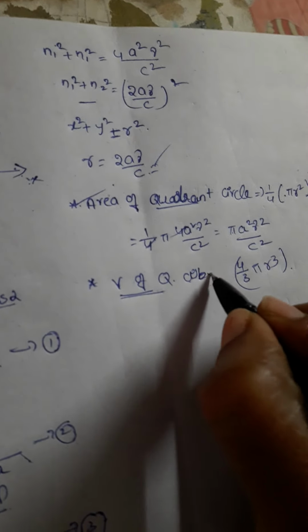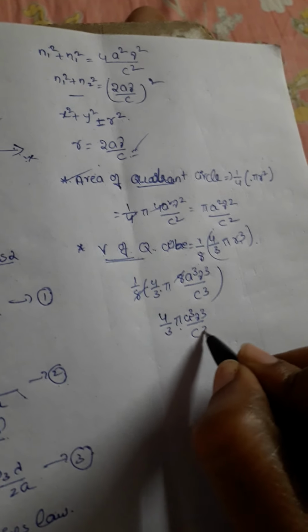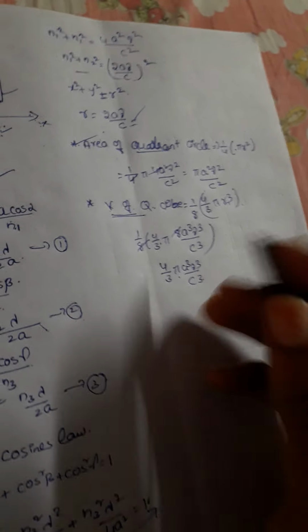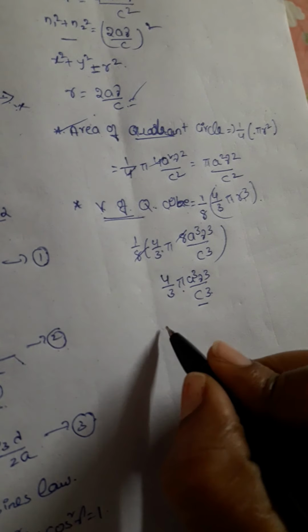Again take the r value and substitute here. Then 1 by 8 into 4/3 πr³ means 2 twos are 4, 4 twos are again 8, a³μ³ by c³. The 8 cancels. Then the answer is 4 by 3 πa³μ³ by c³. This is the volume of the quadrant. Okay, see, this is how to write.